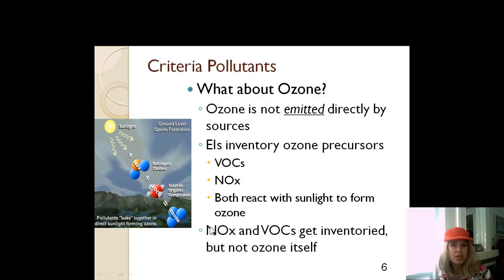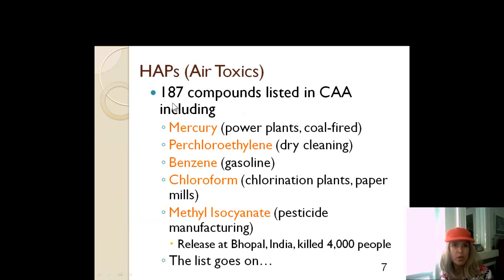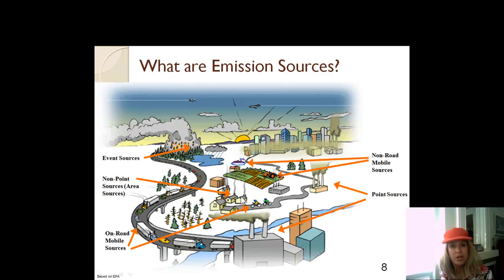So basically the emissions inventory list of pollutants that we come up with is going to have estimates eventually of the precursors of ozone. The hazardous air pollutants or air toxics include some pretty bad stuff. Mercury, perchloroethylene, benzene from gasoline, chloroform, methyl isocyanate, which is a pesticide manufacturing potential emission. It killed 4,000 people at Bhopal, India, if you're old enough to remember that, like I am. And these air toxics can have some serious effects, so they're usually included.